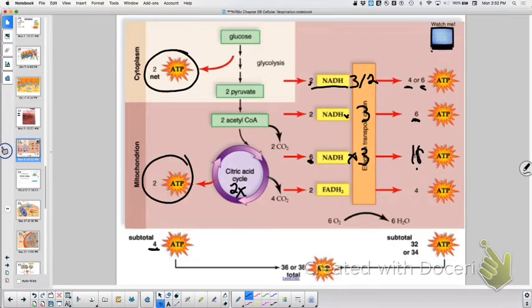FAD comes in lower, so each time I reduce an FAD, and I have 2 of them, they come in lower. 2 times 2 is 4. So when I add that up, it's 32 or 34 plus 4 gives me 36 to 38 ATP. But that is if I ignore the second law of thermodynamics, because we know FAD only gets you about 1.5 on average, and an NAD only gets you 2.5 on average. All right, questions you want to ask me about that?